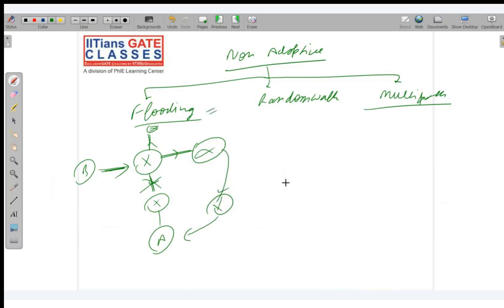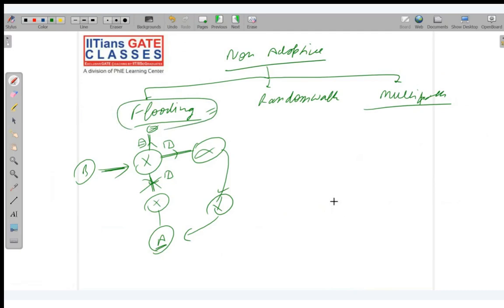Another reason is it will guarantee the shortest path. Whatever the shortest path is, A will receive the packet from that path. No doubt A will receive multiple duplicate packets, because this router has created 3 duplicate packets and forwarded them to these 3 ports. Whatever the shortest path is, I really don't know at present, but from that path A will receive the packet. So directly and indirectly, fastest delivery is guaranteed by flooding. Are you getting it? Yes, sir.